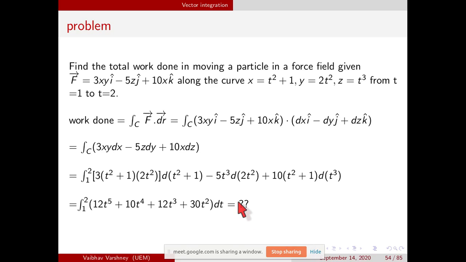Just write with me. I am telling. See, the first term is 3(t square plus 1) and 2t square, and then this d of t square will be 2t dt. So first, d of t square plus 1, then 3(t square plus 1), then 2t square, then the last term is 2t dt. So this will be the expansion of this whole first term.